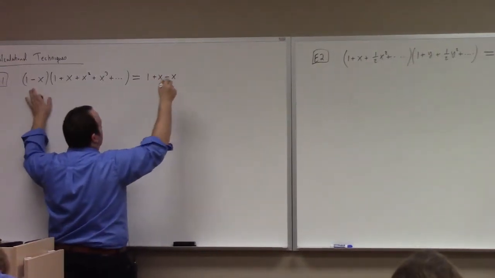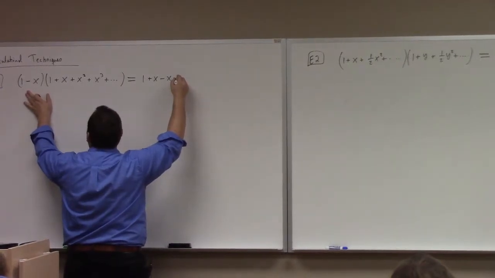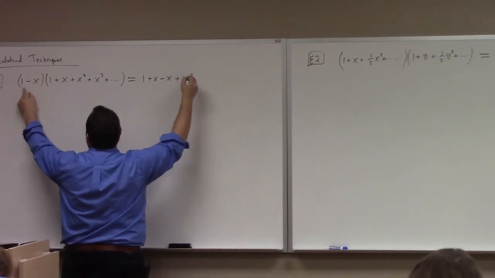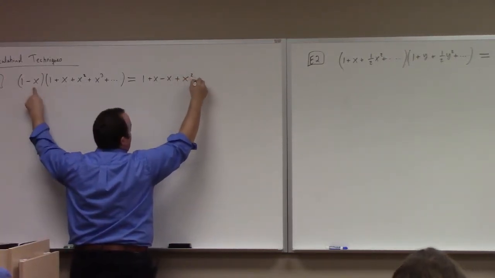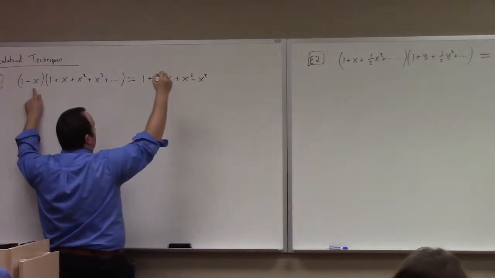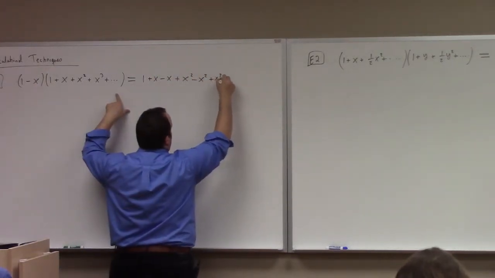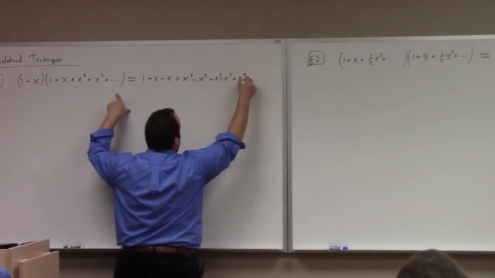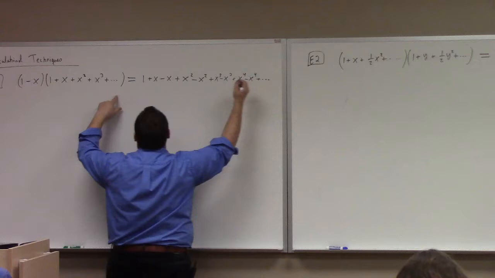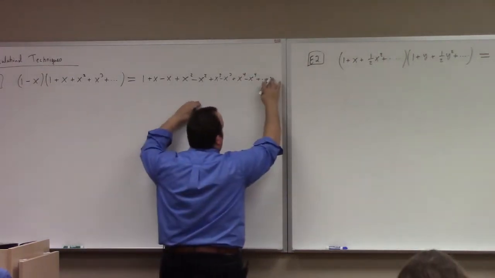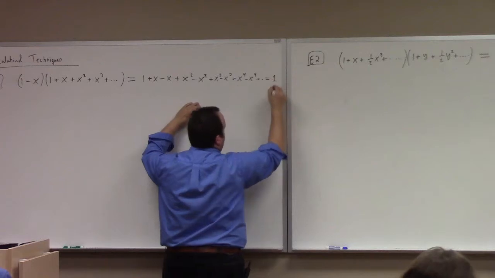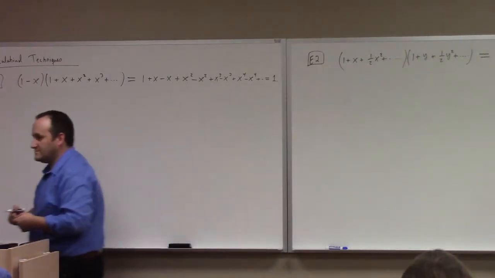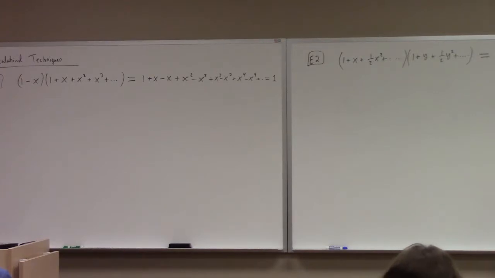How about second order terms? Looks like we got an x squared. Oh, but we got a minus x squared, right? And then we got what? Plus x cubed, minus x cubed, plus x to the 4th, minus x to the 4th. I think you see where this is going. What's this equal to? Yeah, equal to 1. Is that surprising? Why or why not?